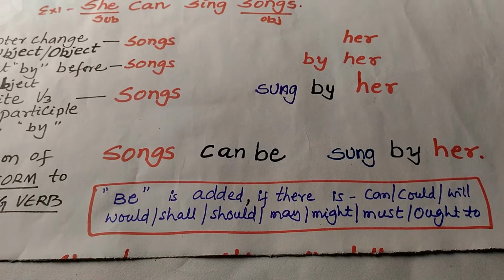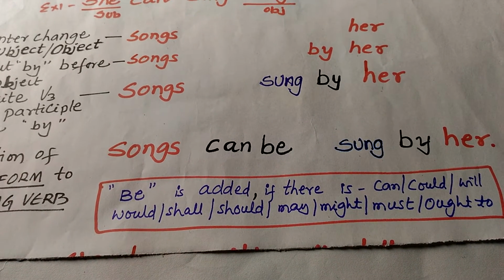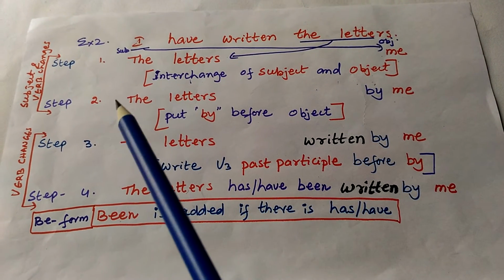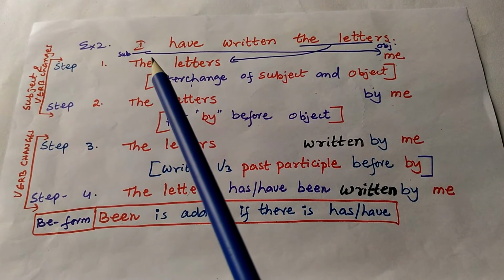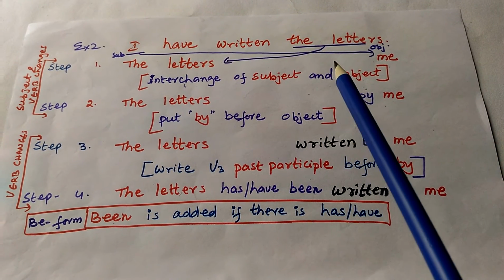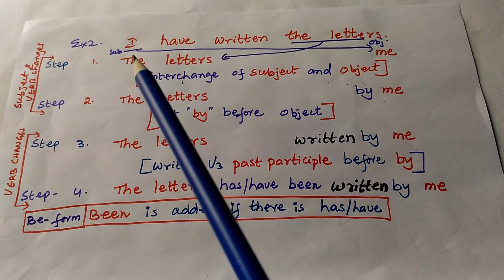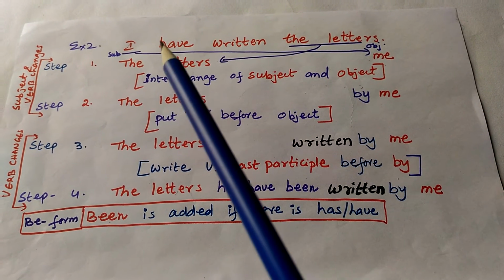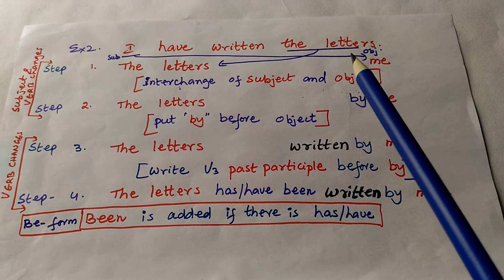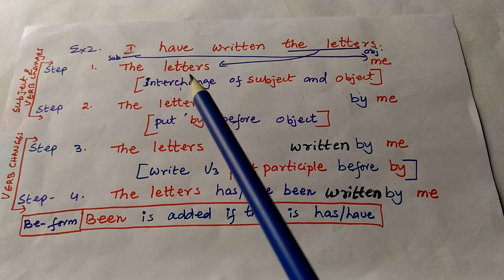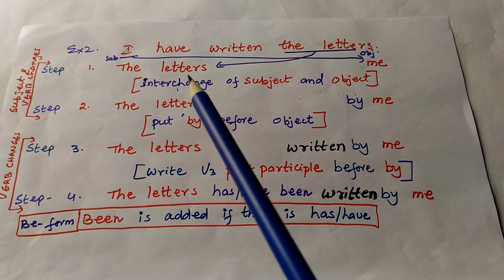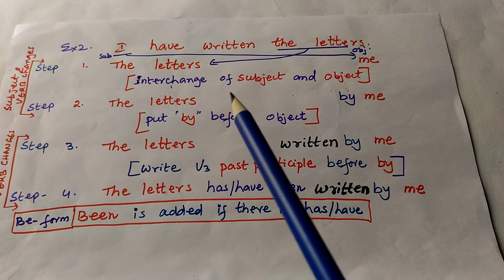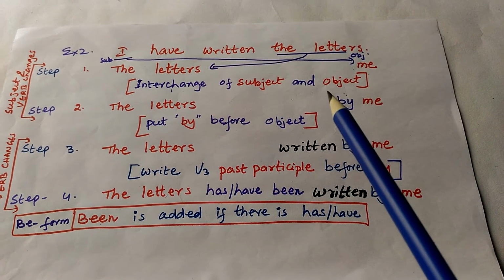Well, let us now see the second example. Now, look at the second example. I have written the letters. The first thing is that we have to identify subject and object. And then subject is brought here, object is brought here. And next one, interchanging of subject and object. This is the first rule.